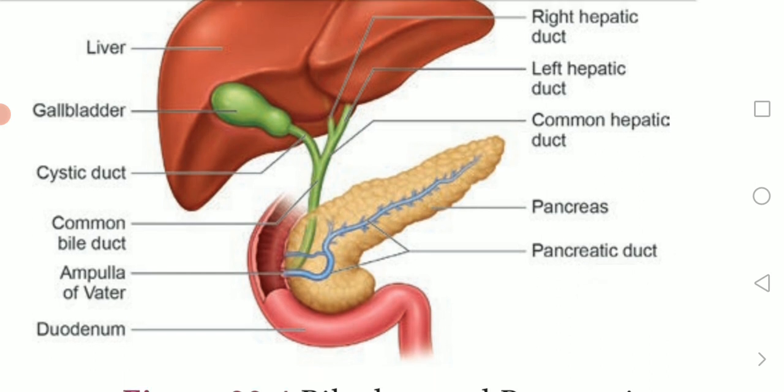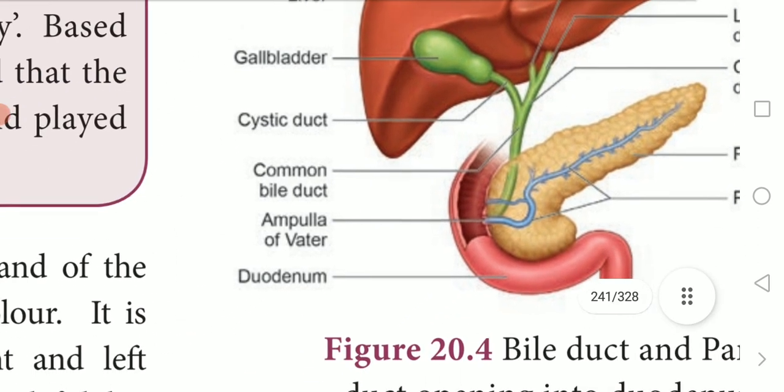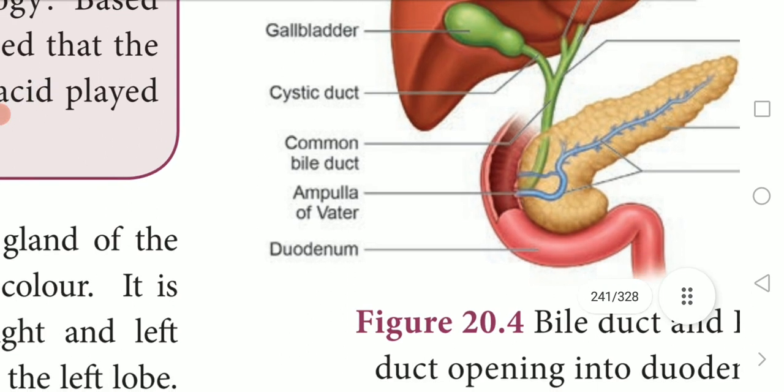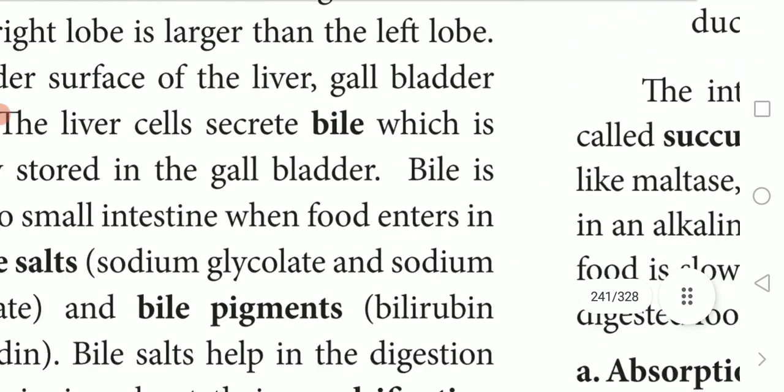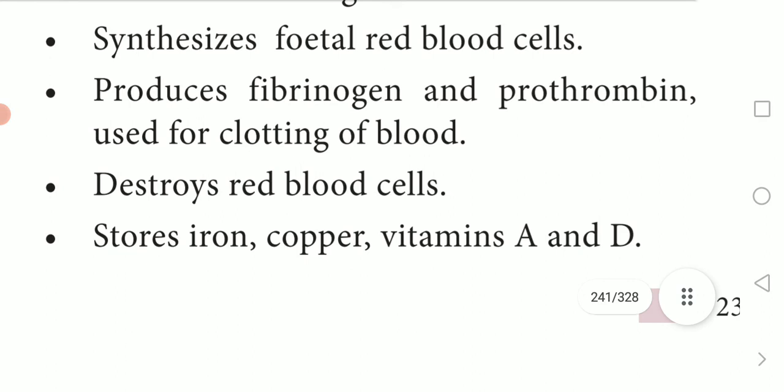The gall bladder is present. The liver cells secrete bile, which is temporarily stored in the gall bladder. Bile is released into the small intestine when food enters it. It has bile salts, sodium glycocholate and sodium taurocholate, and bile pigments, bilirubin and biliverdin. The bile salts help in the digestion of fats by bringing about emulsification. In the exam, they may ask for 2 marks: what is emulsification?